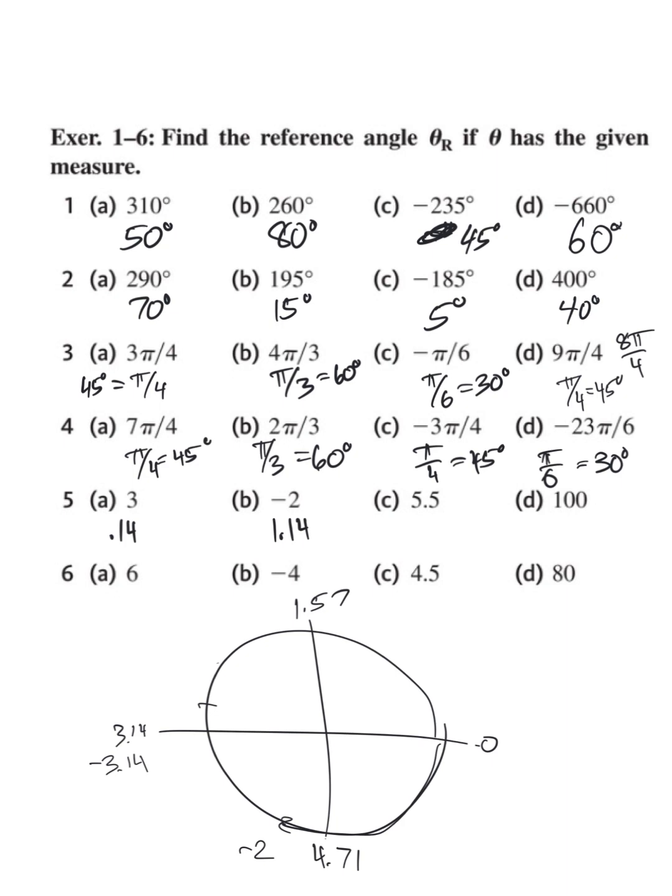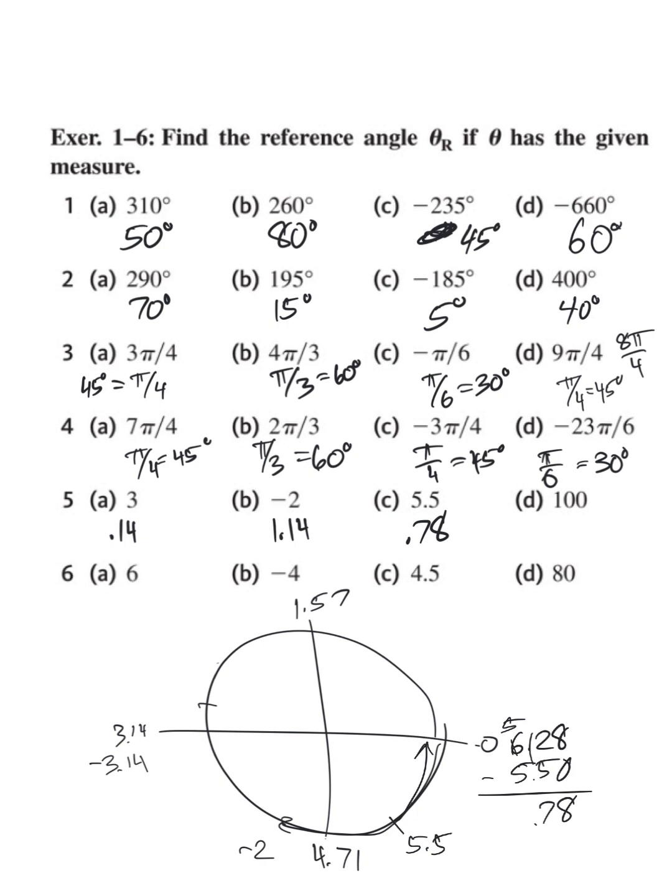And 5.5, so 5.5 positive goes past the 4.71. All the way around, about right here. So 5.5 and all the way around is 6.28. So what's the difference? You subtract 6.28 and the 5.5 to get this value here. So 6.28 minus 5.5, you can use your calculators. So that's going to be 0.78. So 0.78 is your reference.